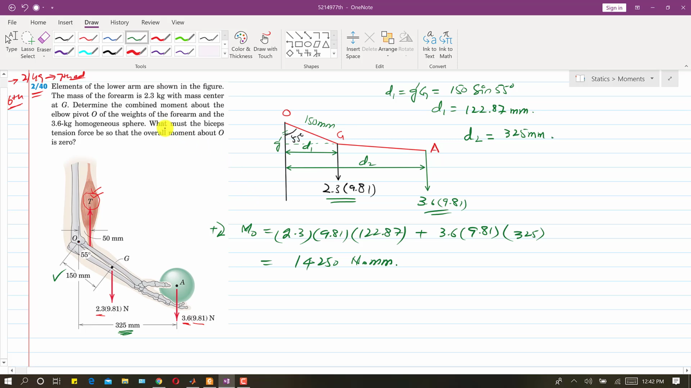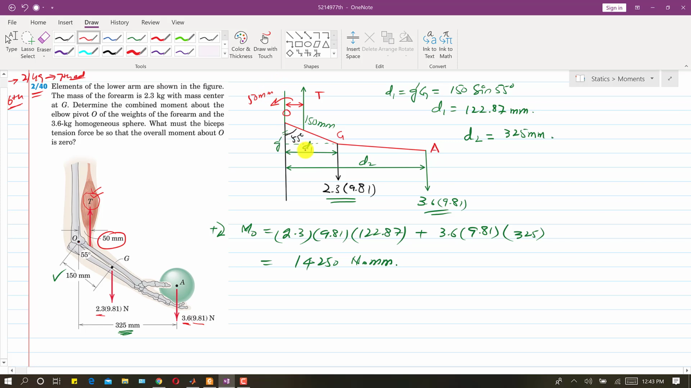So now in the second part we need to find this tension, right? If I draw this tension here, this tension is acting vertically upward. Then for the perpendicular distance, let's suppose I extend this as well, then this distance is the perpendicular distance of this T, right? And it is given that this is 50 mm.